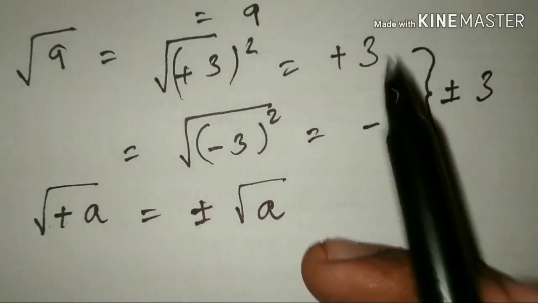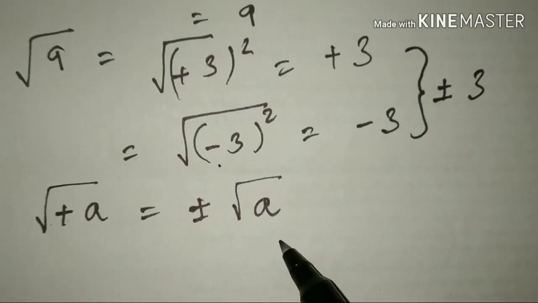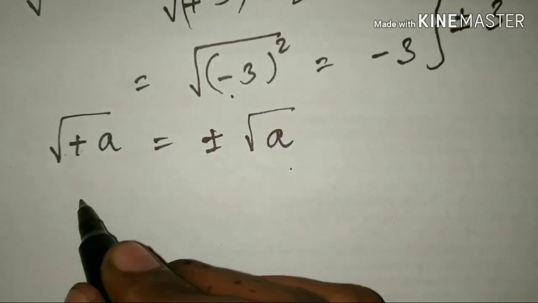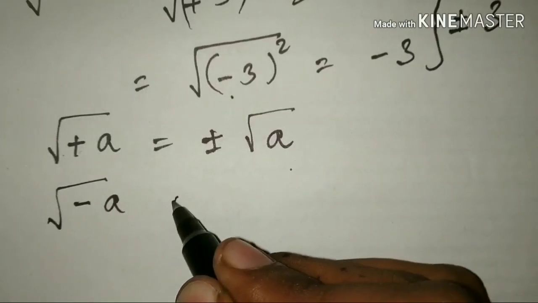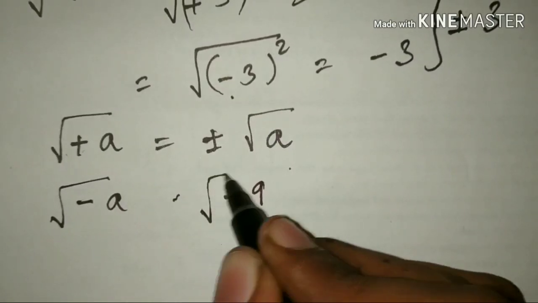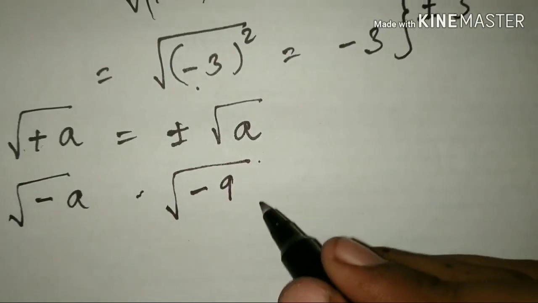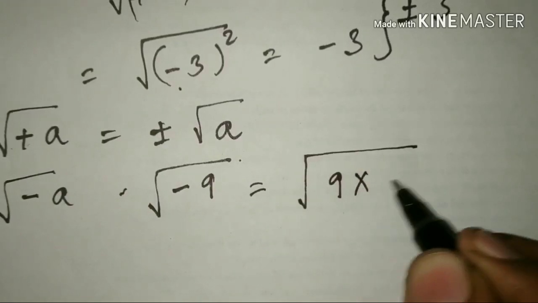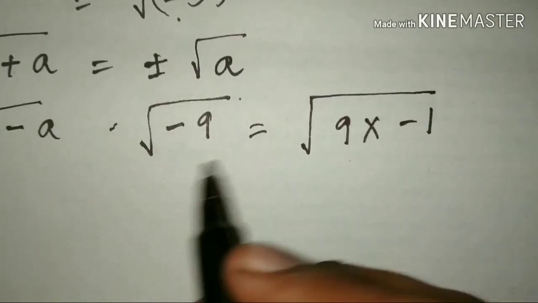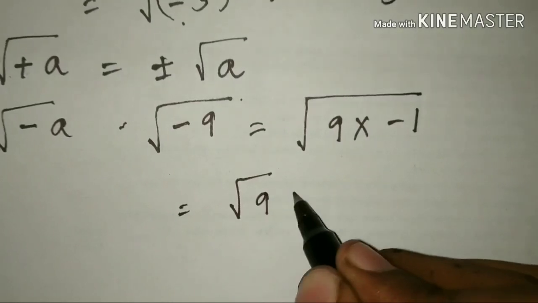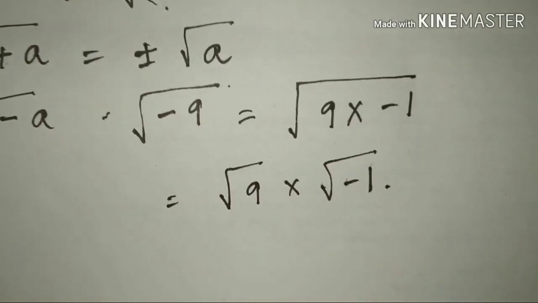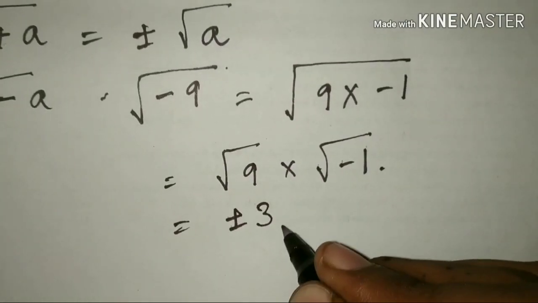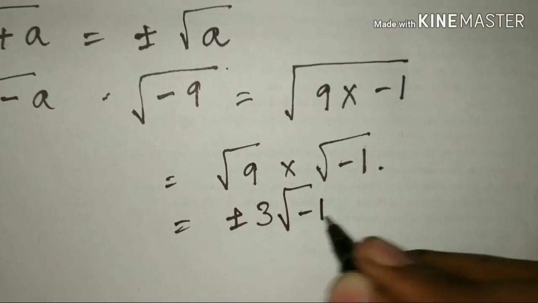So if the square of a negative number is positive and the square of a positive number is also positive, then what is the square root of a negative number? Like we want to say, what is the square root of minus 9? So the square root of minus 9 is actually the square root of 9 into minus 1. And we write this as square root of 9 into square root of minus 1. Now remember, the square root of 9 is actually plus minus 3. So we write plus minus 3 root of minus 1.